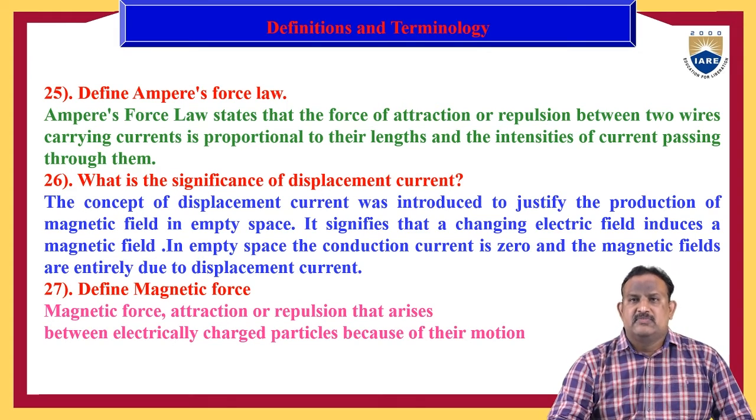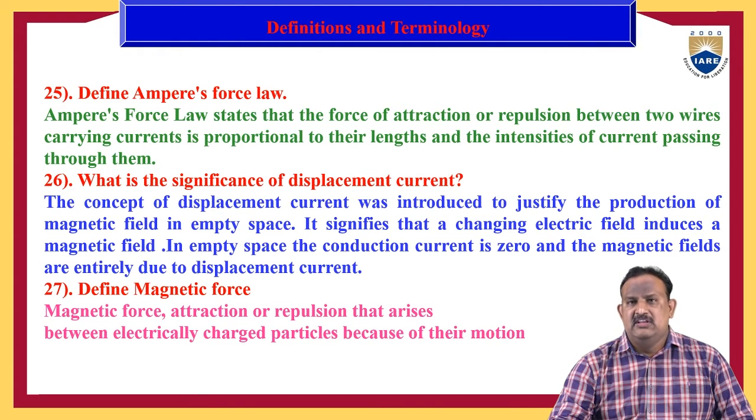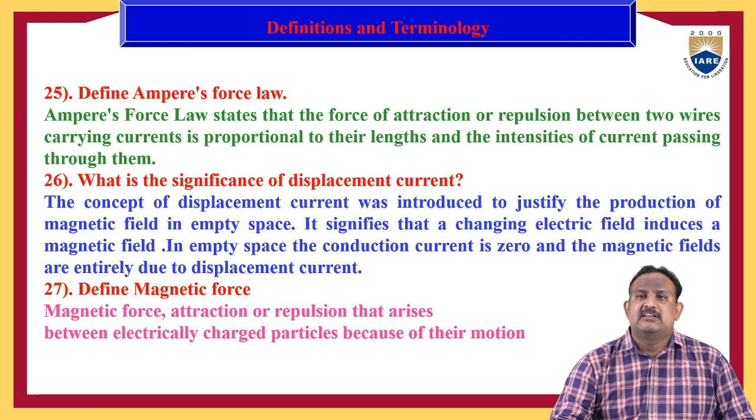Next one, define magnetic force. The magnetic force, also known as attraction or repulsion, is the magnetic force of attraction or repulsion that arises between electrically charged particles because of their motion.